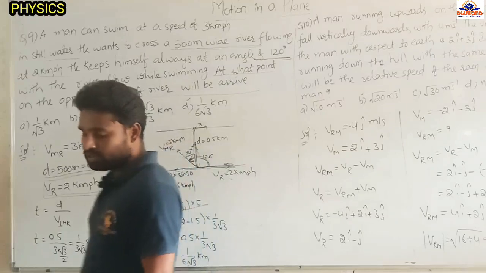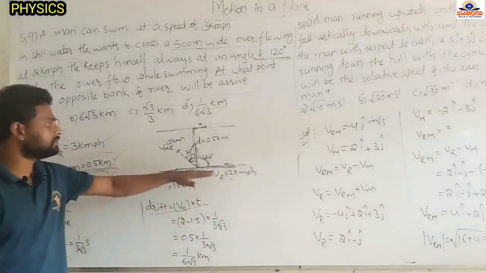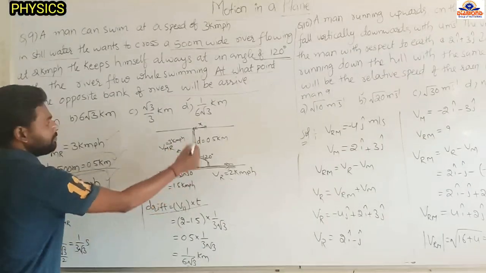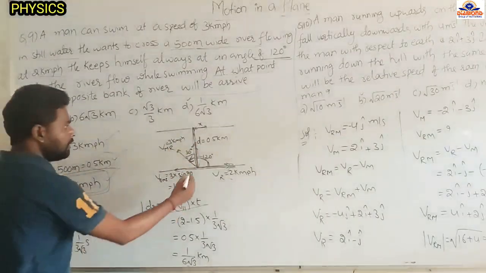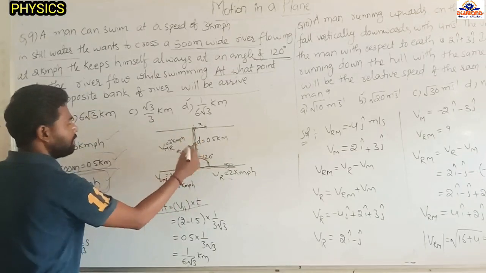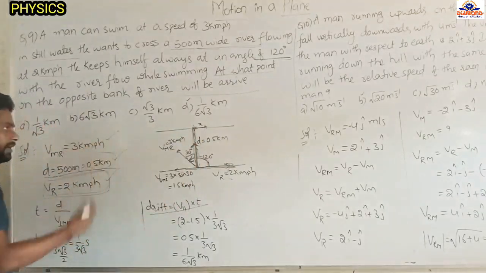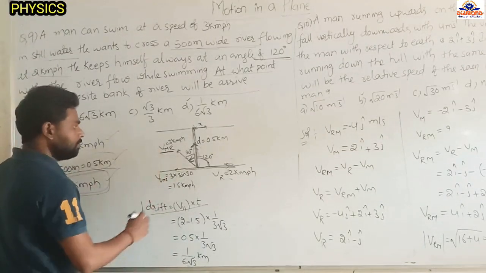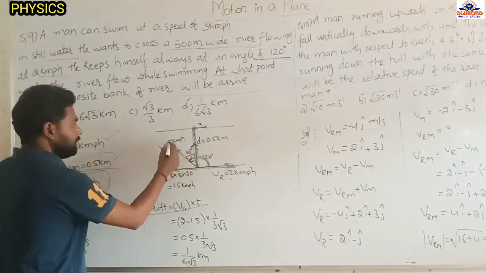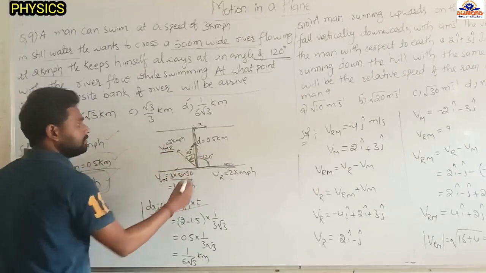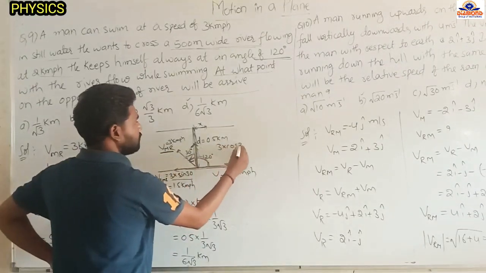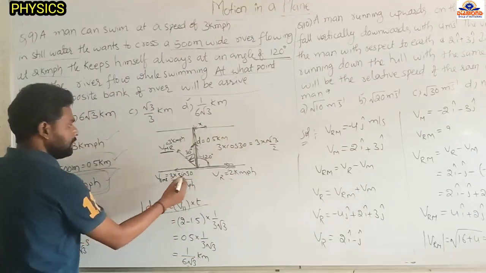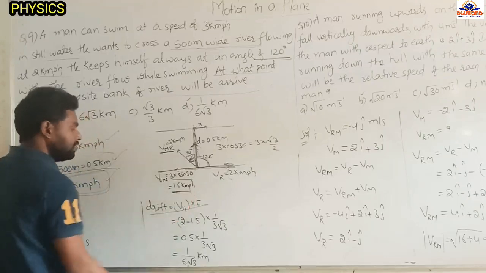Okay, so time is how much time it will take to reach from this end to this end. Time equals the width of the river divided by the velocity along the perpendicular direction. Now this V_MR we are dividing into components. This is 3 into sine 30 and this one is 3 into cos 30. So 3 into cos 30, where cos 30 is root 3 by 2. And 3 into sine 30 is 3 by 2, which means 1.5 km per hour.